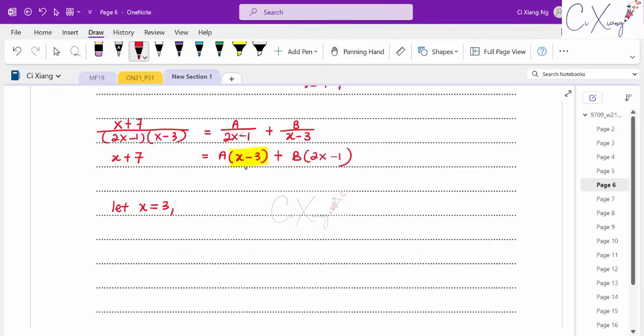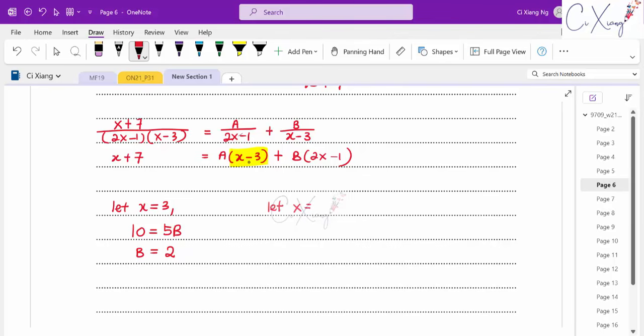So I will let x equals 3. Substitute 3 inside here. So 3 plus 7, you get a 10. 3 minus 3, you get a 0. Therefore, no more term in this part. And then substitute 3 inside here. 3 times 2 is 6, minus 1 is 5. So I'm having 5B. So from here, very easily, you can see that the value of B is equals to 2. So after you found the value for B, now you want to find the value for A.